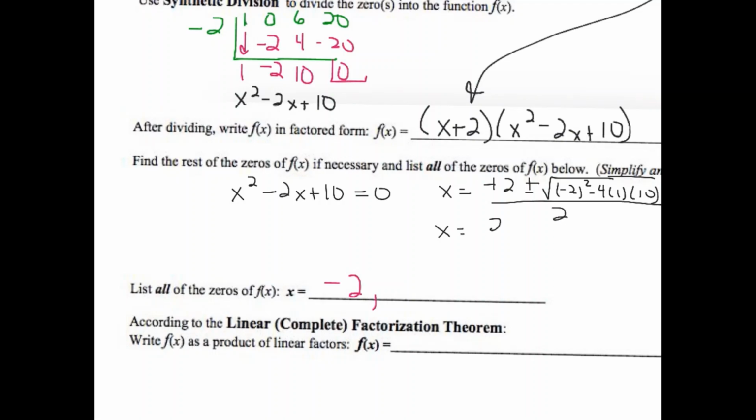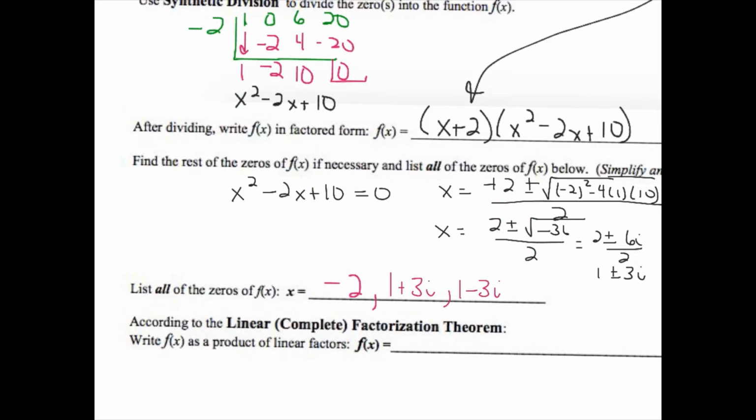So if I work this out, this is 2 plus or minus, the stuff inside the root becomes 4 minus 40, which is negative 36, over 2. So this is 2 plus or minus, the square root of negative 36 is 6i, divided by 2. We divide them both by 2, we get 1 plus or minus 3i. So my other two zeros, I found them now. They're complex, and that makes sense because if they weren't complex, they would cross the axis. We have 1 plus 3i, 1 minus 3i. So we just found three zeros.